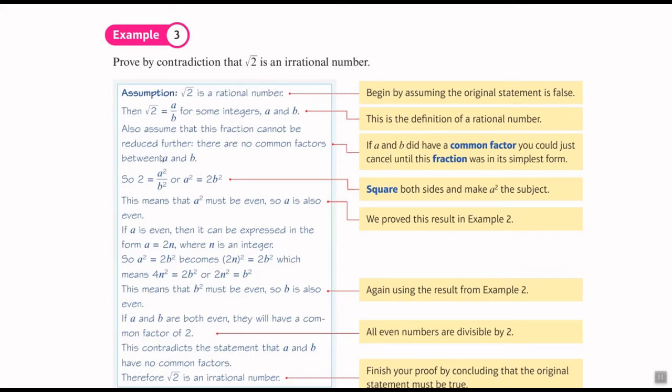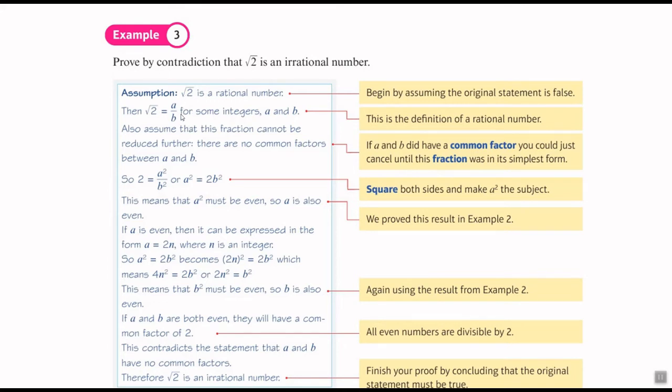So also assume that this fraction, numerator and denominator, cannot be reduced further. So there are no common factors between a and b. You can't get equivalent fractions by dividing numerator and denominator by the same number. So this fraction cannot be reduced further.